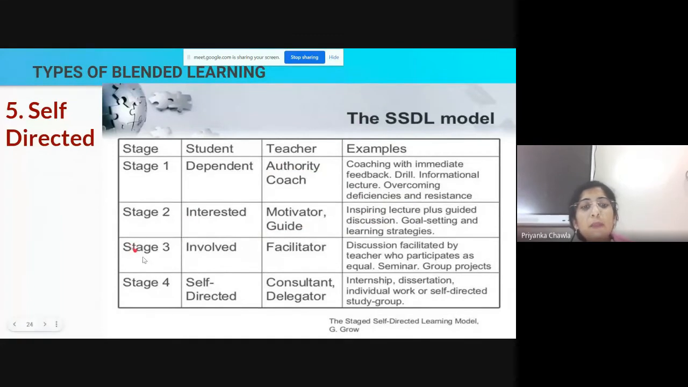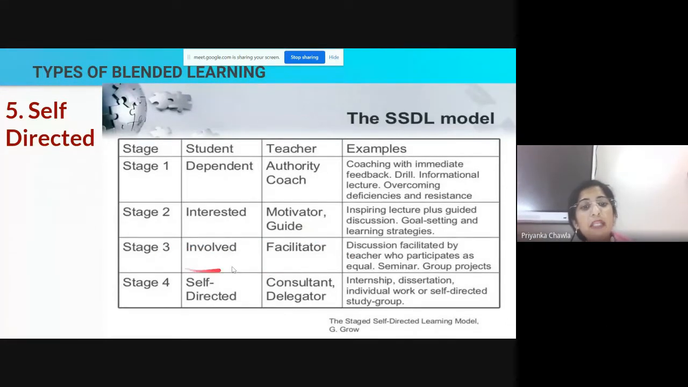The third phase is that the more you make things interesting, the more people will get involved. Like in the case of a seminar, group project, or a cultural program in an organization, more people will be involved. The more you involve them, the more students are doing while you are just guiding them. Your role is like a facilitator.